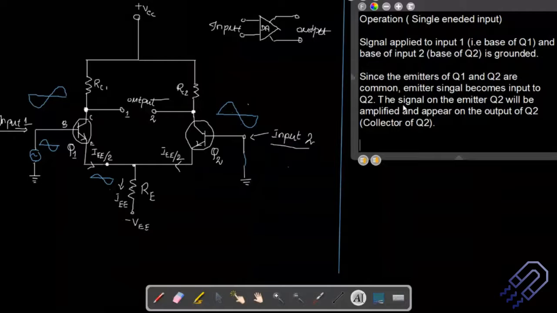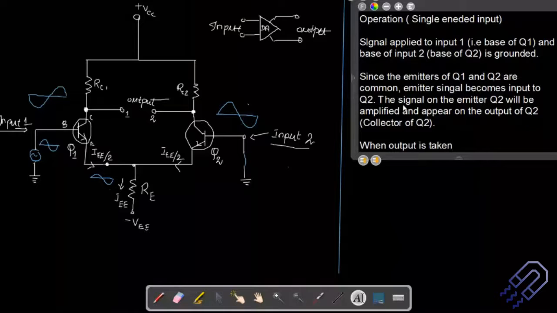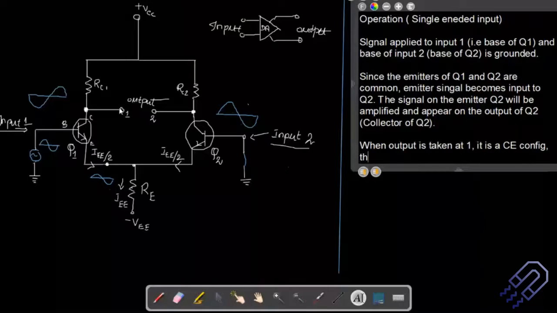Usually when the output is taken at 1, we are basically taking the output at this particular part. What we have here is a CE configuration. So if there is a CE configuration, there is a phase reversal. If there is a common emitter configuration, we will actually be getting a phase reversal.